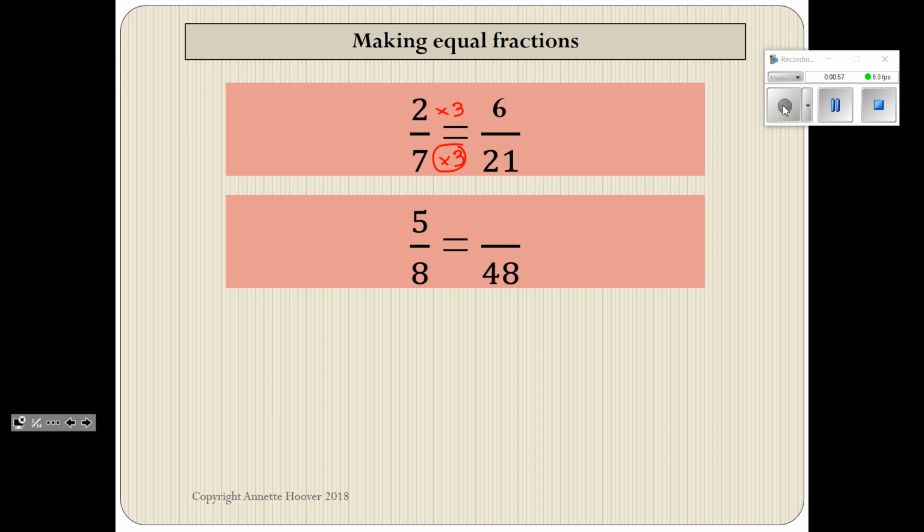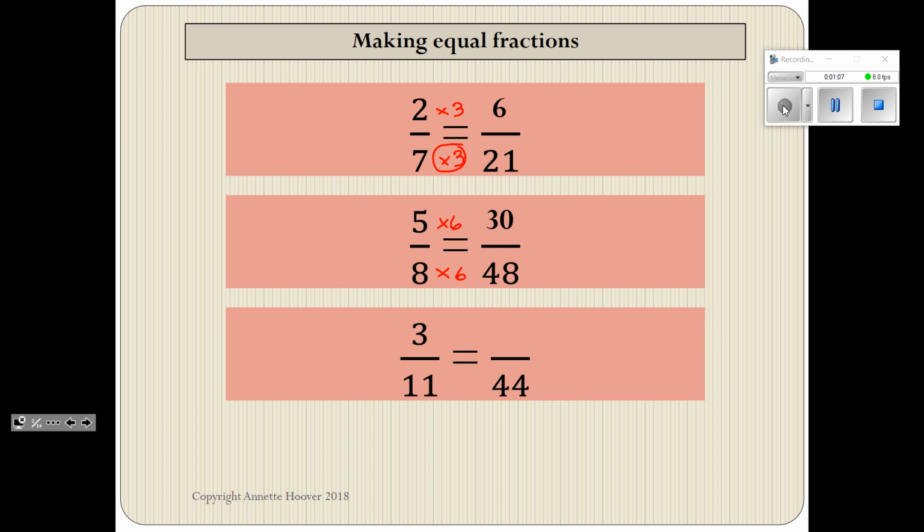5/8. So here we have 8 and 48 as the denominator. That would be times 6 to get 48. So we have to multiply the top times 6. So that would be 30/48. 11 times 4 is 44. So we have to multiply the 3 times 4. And that would give us 12/44.